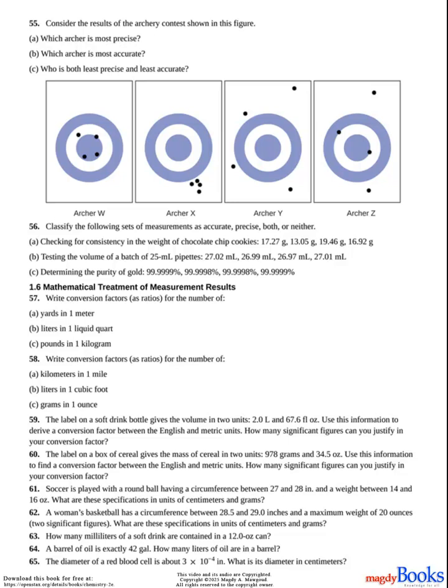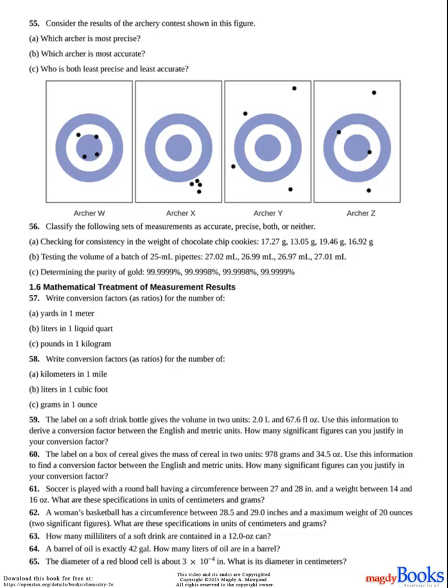1.6. Mathematical treatment of measurement results. 57. Write conversion factors, as ratios, for the number of A. Yards in 1 meter. B. Liters in 1 liquid quart. C. Pounds in 1 kilogram.